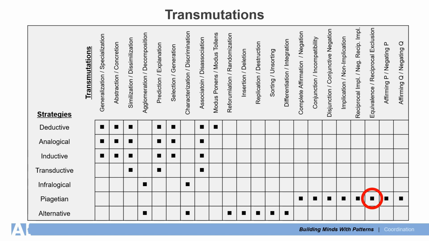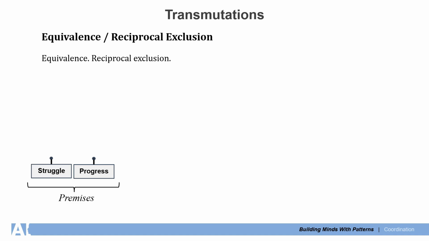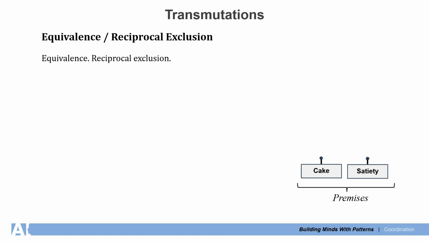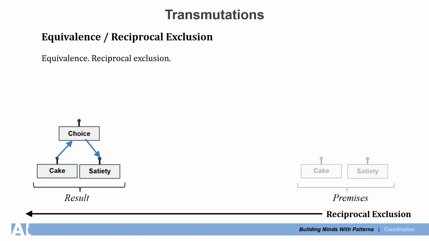Equivalence and reciprocal exclusion are Piagetian transmutations. Given premises struggle and progress, struggle is equivalent to progress by reciprocal implication. Given premises cake and satiety, cake or satiety is a choice. You cannot have both via reciprocal exclusion. You can't have your cake and eat it too, basically.